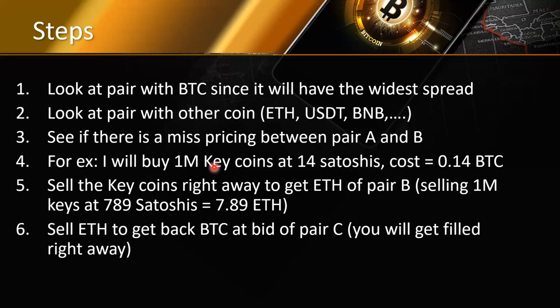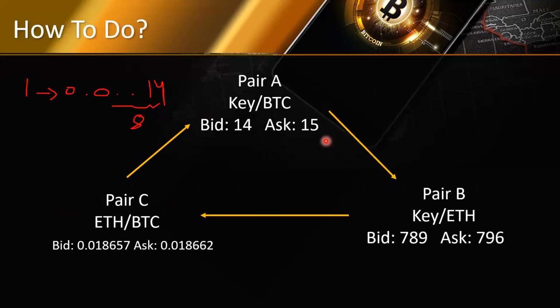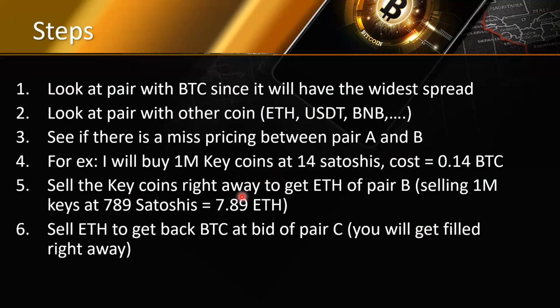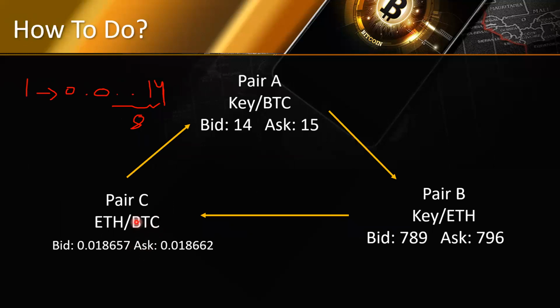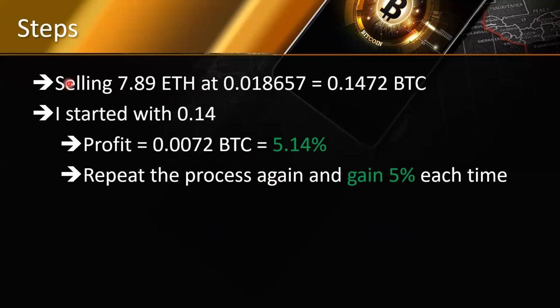Okay, so selling here 1 million Key. So if you have a calculator, you should have a calculator, guys, here with me. So selling 1 million Key on the bid price over here will give us 7.89 Ethereum. Now with the Ethereum, sell them back as Bitcoin here with the pair C, sorry, and you will get filled right away because you are selling at the bid, so you're gonna be filled fast. So let's see calculations. Selling these 7.89 Ethereum at that much, it will give you 0.1472 Bitcoin.